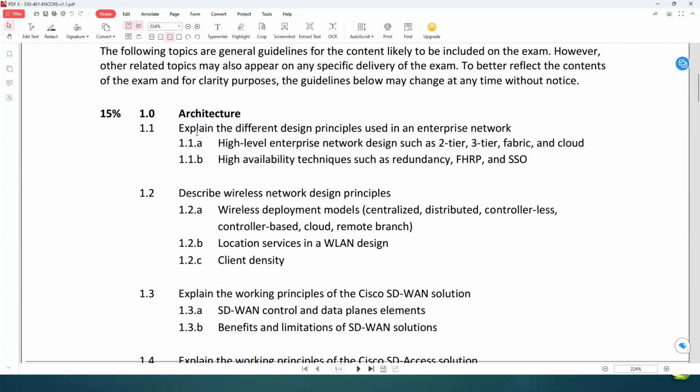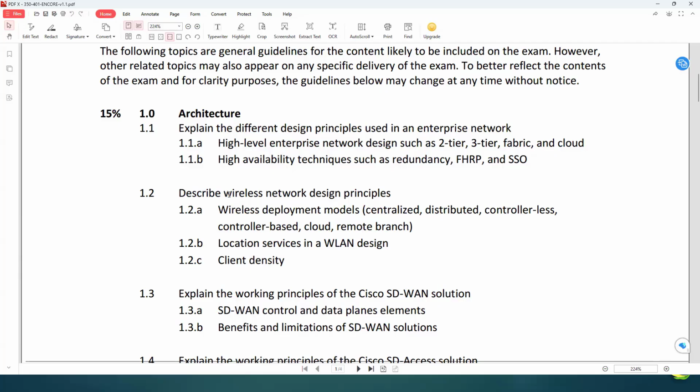Like here it is saying we have to explain or describe. Again, you can see explain. So these things you don't need to configure. They will not ask you any simulation question on these, because they are not asking you to configure. They're asking you to just describe or explain. That means you should be able to understand this technology.